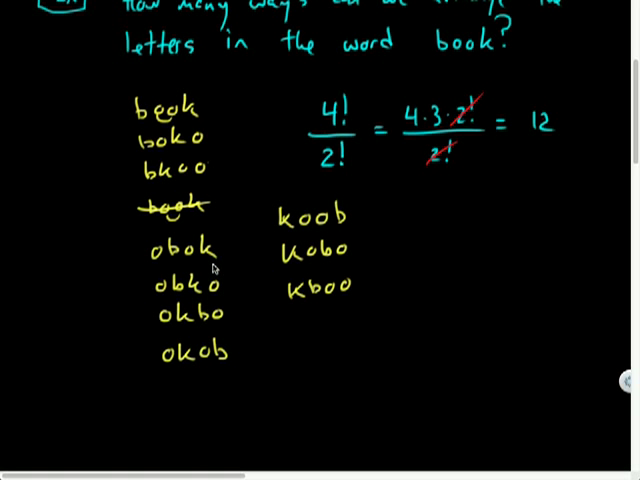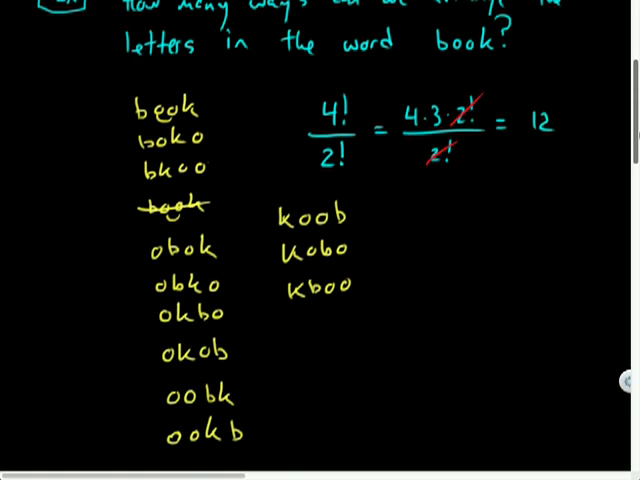O-B-O-K, O-B-K-O. Oh, wait, aha. Double O, O-O-B-K, and O-O-K-B. Aha, I'm glad we found it. I was worried there for a minute. So notice I do in fact have 12 unique combinations. There we go. Wonderful.